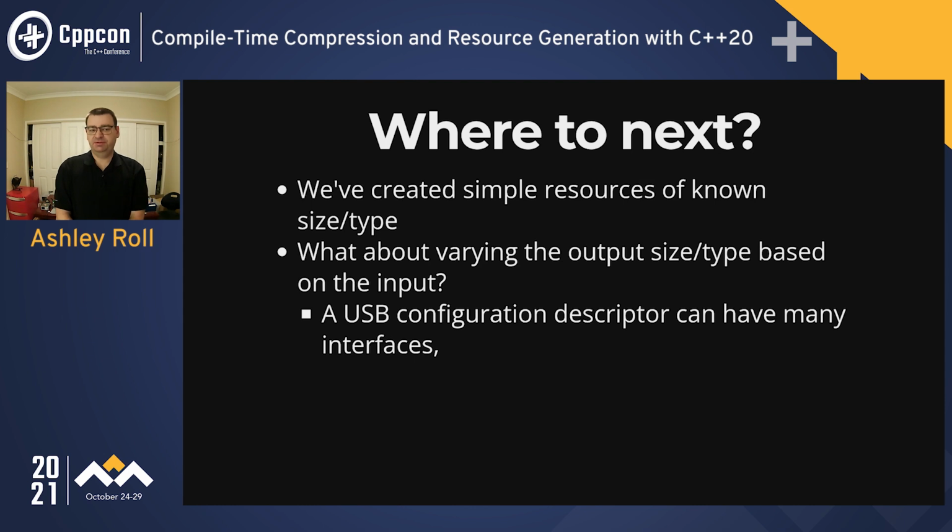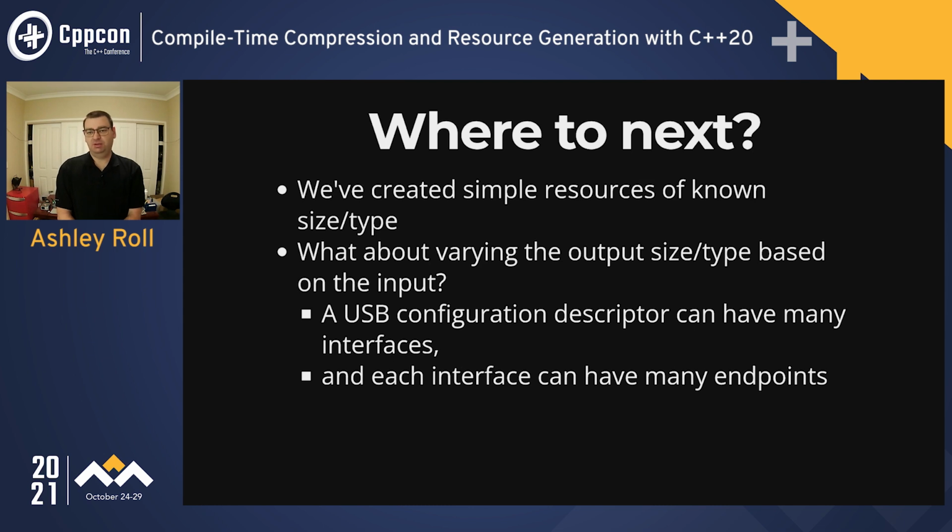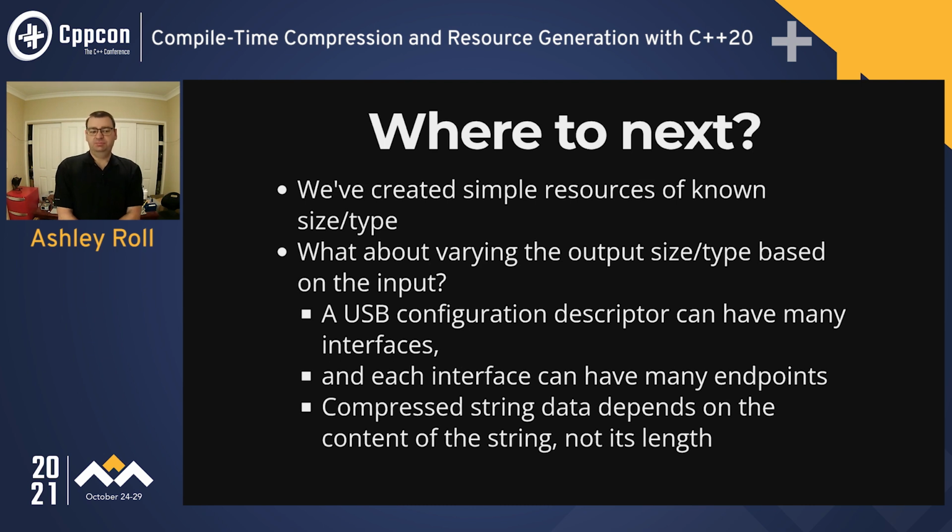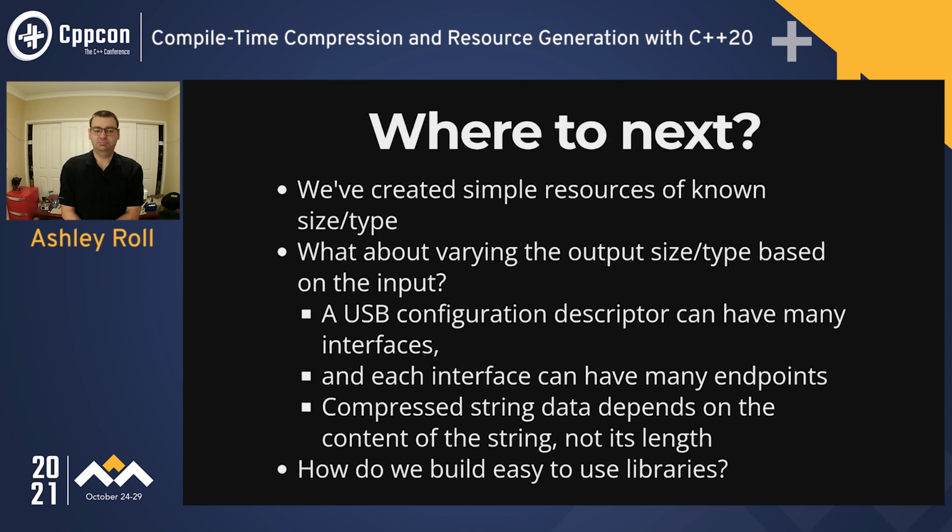For instance, a USB configuration descriptor can have many interfaces, and each interface can have many endpoints. All of that then gets concatenated together into a single block of data with calculated sizes and all sorts of things in it. Compressed string data will rely on the content of the string, not necessarily its length, and also the number of strings you wish to compress. So how do we easily build libraries to do this sort of complex code, yet present a relatively straightforward interface to a user of the library?